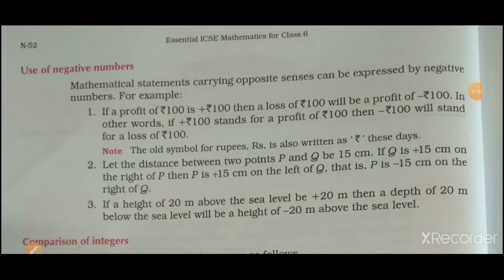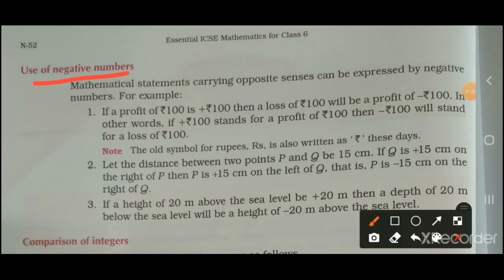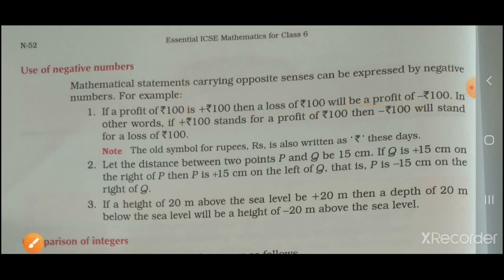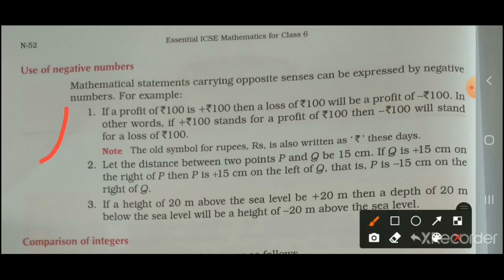Now students, use of negative numbers. Mathematical statements carrying opposite senses can be expressed by negative numbers. Let us understand this with an example. Students, if we have to represent a profit of 100 rupees, then we will represent this profit with a positive sign. And if we have to represent a loss of 100 rupees, then we will represent this with a negative sign. Loss is equal to -100 rupees.